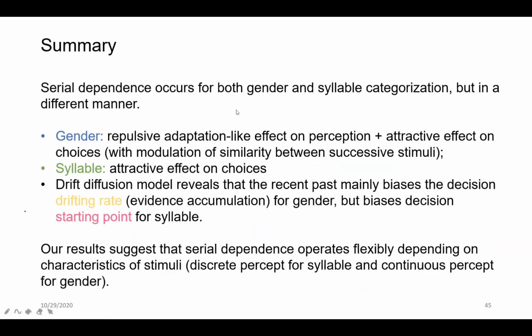In summary, we found that serial dependence occurs for both gender and syllable. For gender, we can see there is a repulsive adaptation-like effect on perception and attractive serial dependence for choice. And it's modulated by the similarity between successive stimuli. But for syllable, there is an attractive effect on choices only. And our DDM result revealed that the recent past mainly biases the drift rate for gender, but biases the decision starting point for syllable. Our results suggest that serial dependence operates flexibly depending on the characteristics of stimuli.